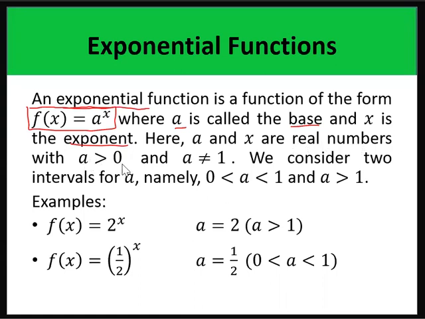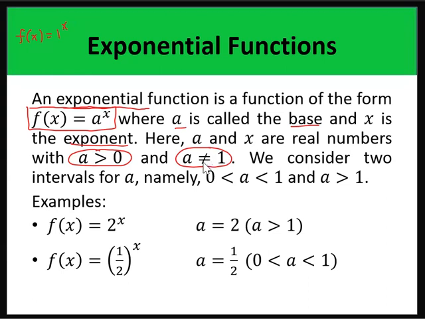Now here, the base a and the exponent x are both real numbers. However, the base a is restricted to be a positive real number, where a is greater than 0, and a cannot be equal to 1. This is because if we use a equal to 1, then the function becomes f of x equals 1 raised to x. Which means that whenever we substitute any value of x, whether it is negative, 0, or positive, the value of f of x will always be equal to 1, which means that the function will just become the constant function y equals 1.